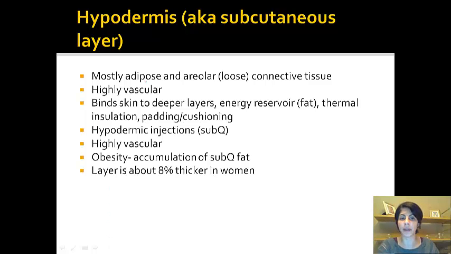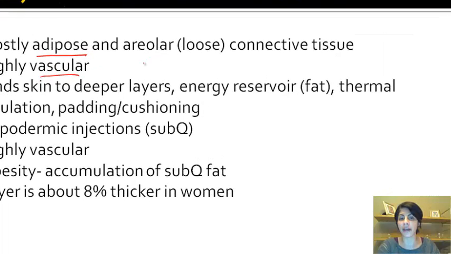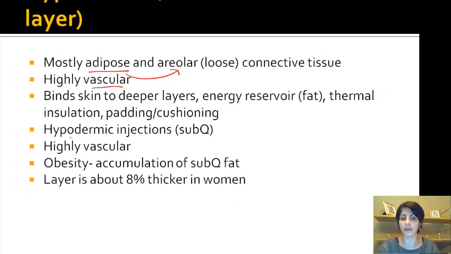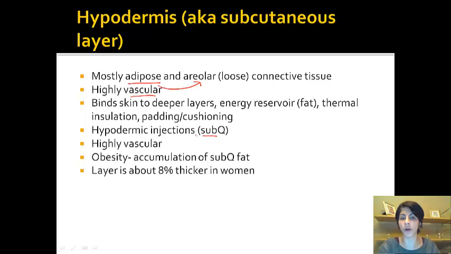This is mostly fat, but it is highly vascular. Fat tissue, adipose tissue, is areolar in nature, and it binds skin to deeper layers, including the layers of muscle below. When you think of a hypodermic needle, we're talking about needles that go all the way to your subcutaneous layer. And obesity is referred to as the accumulation of subcutaneous fat. The layer is normally thicker, about 8%, in women as well. So this is where we're going to end part A of the integument system video.